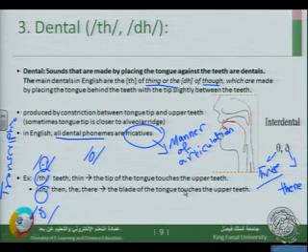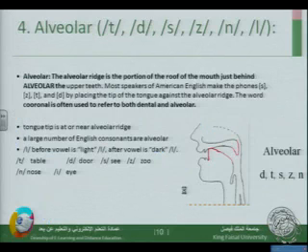Transcription. We will have two classes for transcription. But now I want you to know the consonants. Alveolar. The alveolar ridge is the portion of the roof of the mouth just behind the upper teeth. Most speakers of American English make the phones S, Z, T, and D by placing the tip of the tongue against the alveolar ridge.